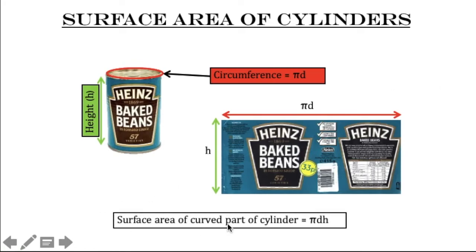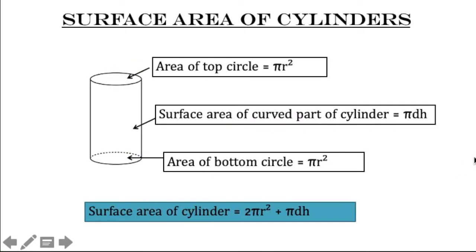The surface area of just the curved part, unwrapped to a rectangle, will be given by pi dh. We are not done, because this is just a way to help us calculate the surface area of a cylinder, because now we know the curved part works out to pi dh. Cool, let's put that into practice.